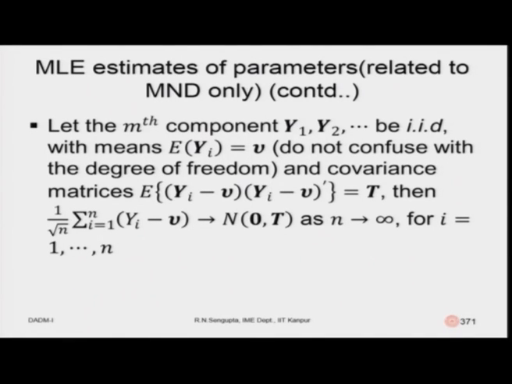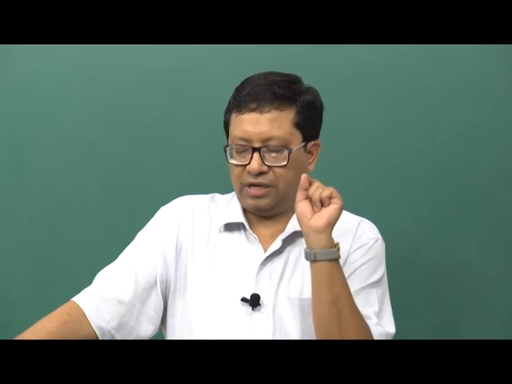Now, consider the mth component of y1, y2 till the set of observations which we have, and they are all IIDs. So, in this case consider the expected value of yi is equal to v. Let us not confuse this with the concept of degrees of freedom. Then the covariance matrix given for y would be t, and then in the asymptotic sense the value would follow a normal distribution with 0 mean and t as the variance.